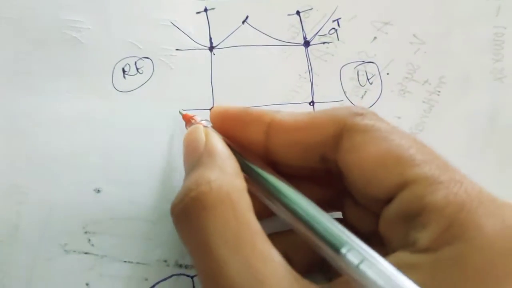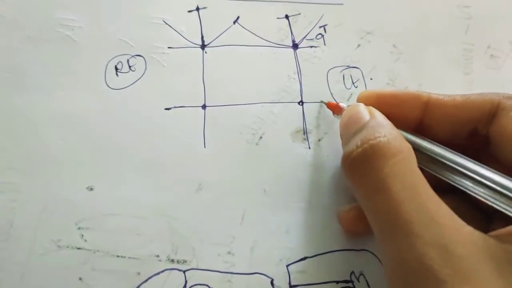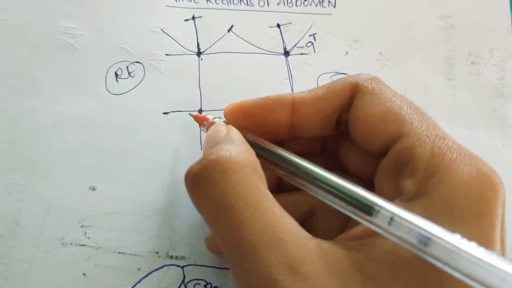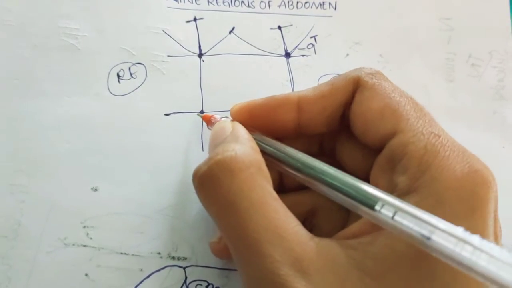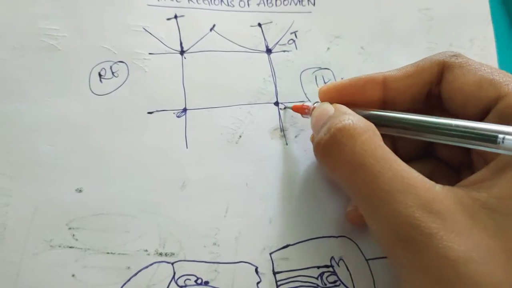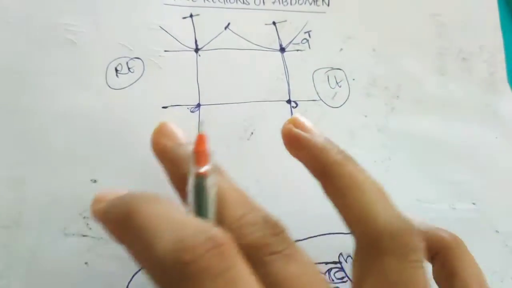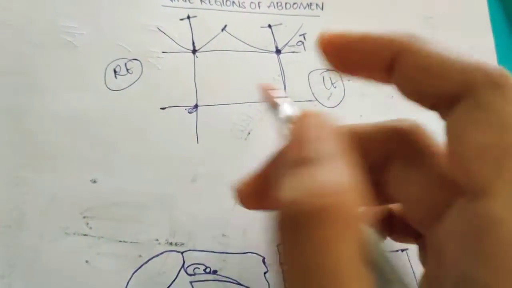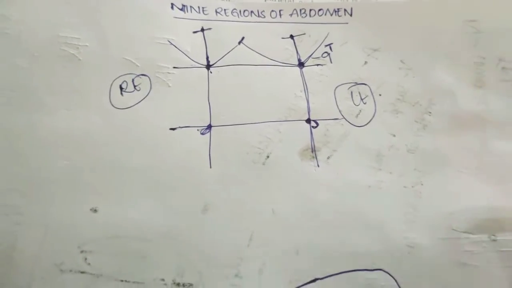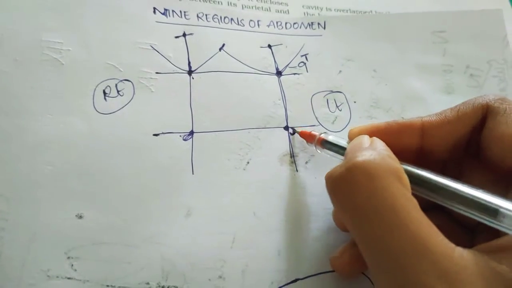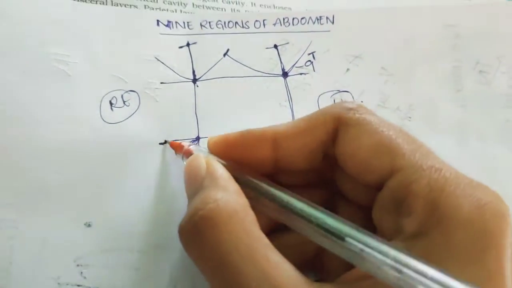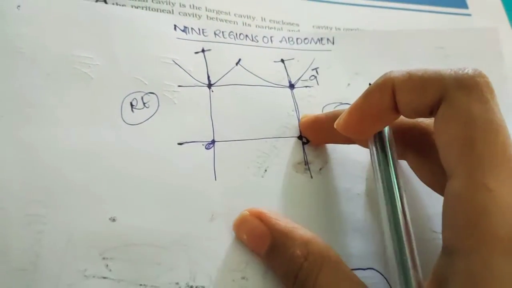Actually, we draw this lower horizontal line on the basis of the tuberosity of our pelvic bone, right? From this side you have one tuberosity over here, and from here you have one tuberosity. So if you draw a line through these tuberosities, this is one horizontal line. Actually, these are the tuberosities of the ilium, the hip bone. So from that tuberosity, if you draw one line, that is a horizontal line.